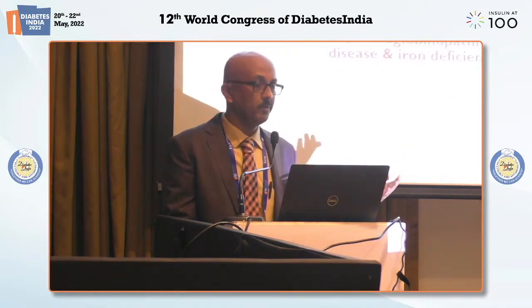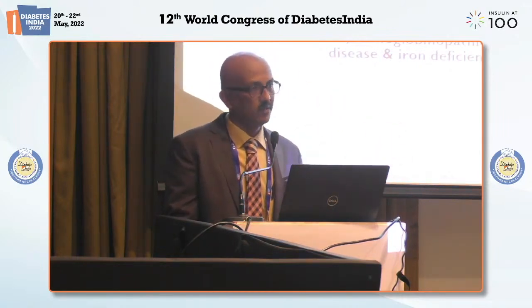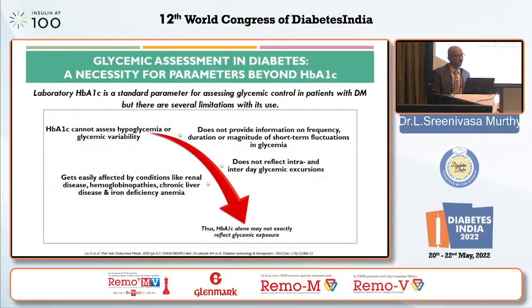Before getting into the topic per se, let's look at the glycemic assessment in diabetes. What we routinely do is through HbA1c. And the limitations, I'm sure all of you are aware about the HbA1c, which cannot assess the hypoglycemias or the glycemic variability basically. And it can get influenced with simple conditions like anemia, hemoglobinopathies, chronic liver disease, iron deficiency, etc. And of course, it will not pick up the magnitude of the fluctuations which we see in daily life in a diabetic patient. And more importantly, the intraday and interday fluctuations are never picked up with your A1C.